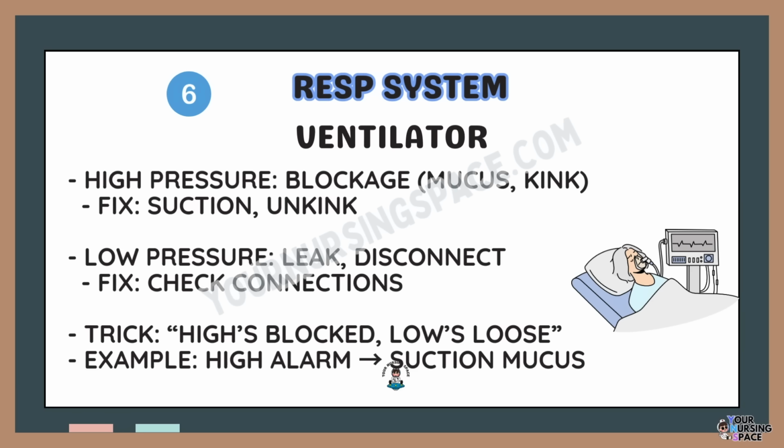Switching gears, ventilator alarms are NCLEX gold. They love these. A high-pressure alarm means something's blocking the flow, like mucus or a kinked tube, so you suction or fix it. But a low-pressure alarm? That's a leak, maybe a disconnected tube or loose fitting. Check those connections fast. For example, the alarm's blaring, pressure's sky high, you suction the mucus, and breathing calms down. Memory hack: highs blocked, lows loose. Say it twice, it'll stick.